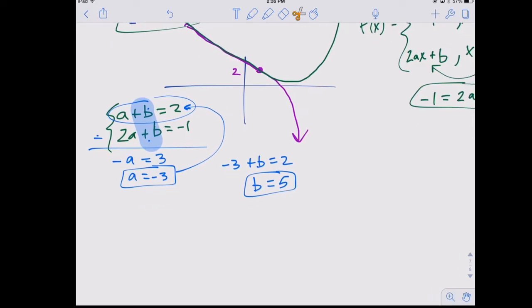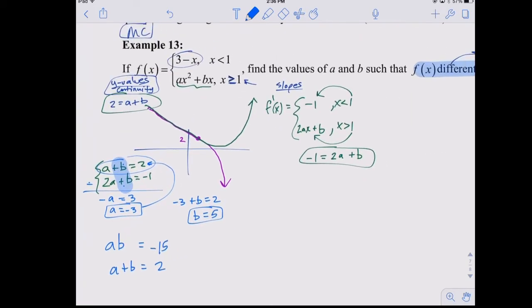On the test, I might have you do something with a and b once you find them. Like I might say, if a and b are the values that make it differentiable, what is a times b? And of course, then the answer would be 15, right? Or I could say, what's a plus b? And of course, the answer would be 2. So what that does is it kind of prevents you from eliminating answer choices if you think, a has to be negative possibly. You're not sure if a is negative. And it's easier for me to type up just one number instead of multiple.